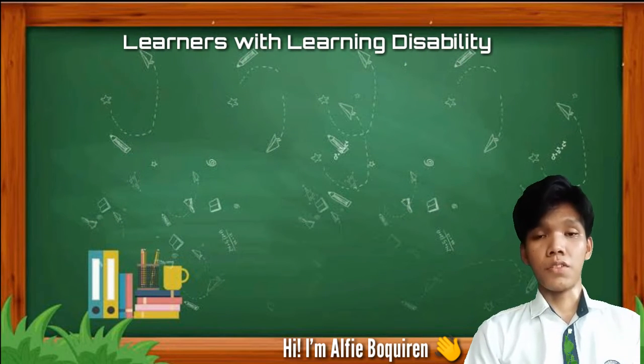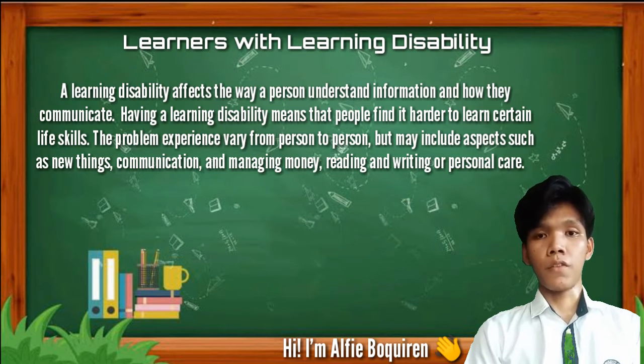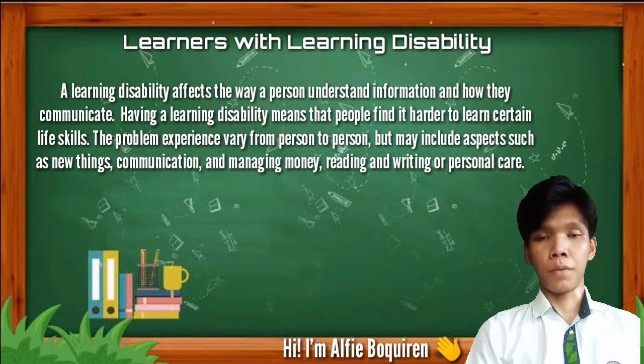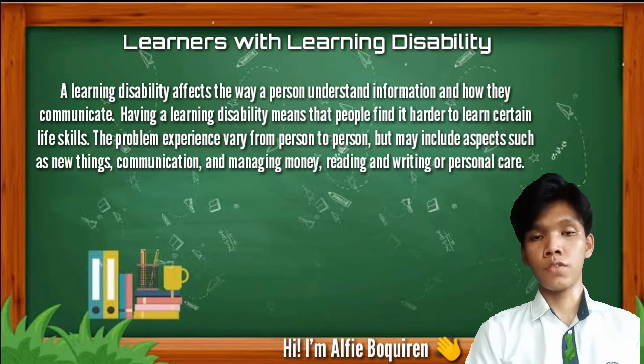Learning disability affects the way a person understands information and how they communicate with other people. Having a learning disability means that people find it harder to learn certain new life skills. The problems experienced vary from person to person, but may include aspects such as learning new things, communication, managing money, reading and writing, and learning personal care.